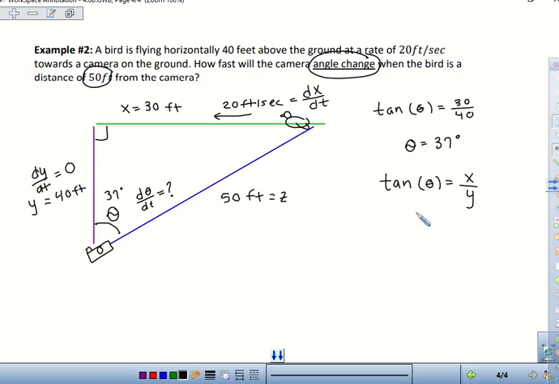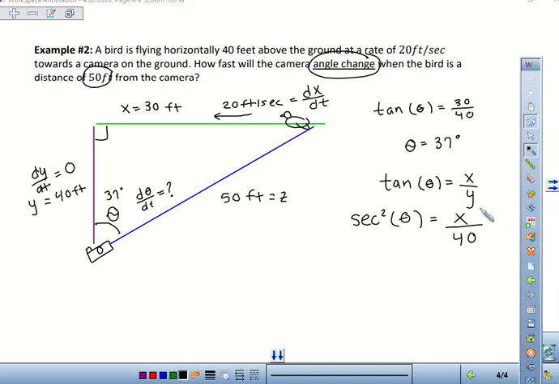So we're going to take the derivative here. What's the derivative of tangent? Secant squared theta, right, is equal to x over 40. Why can't I plug in 40 now? Because it's a constant. So when I took the derivative, I forgot one step, though. What did I forget? D theta/dt, right?